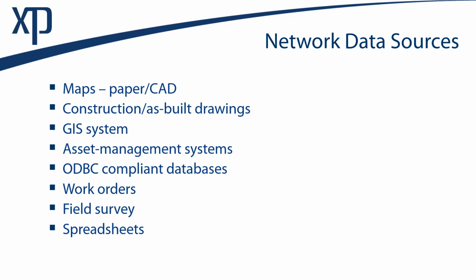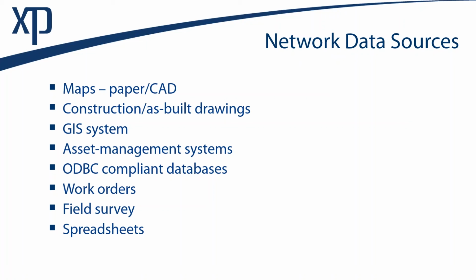Where do we get the network data? Some of it we might have to get from maps, either paper or CAD. And if we only have the data in paper drawings or in CAD, then we're going to need to augment that data as it comes into the model. We might be getting the data from construction or as-built drawings. So again, that's something that we'd have to draw by hand as we model. Typically a situation we want to avoid, but sometimes we don't have the choice.